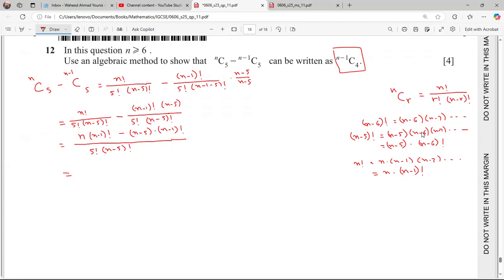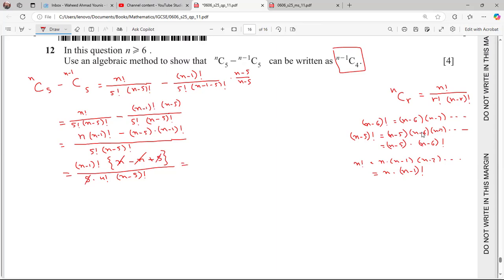Now from the numerator, I can take (n minus 1) factorial as common outside. Inside I have n minus n plus 5, and divided by, again, this 5 factorial I can write as 5 into 4 factorial, then n into (n minus 5) factorial. Here n cancels with n, and this 5 will cancel with this 5. Agree? This 5 will cancel with this 5.